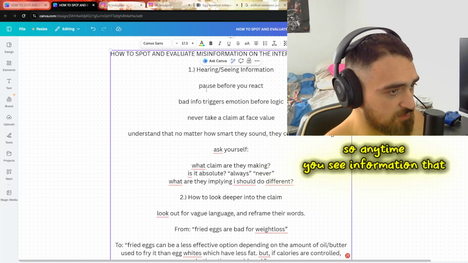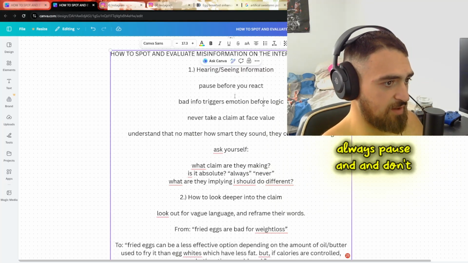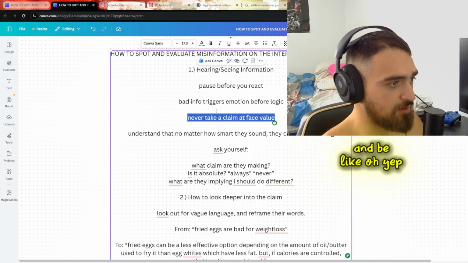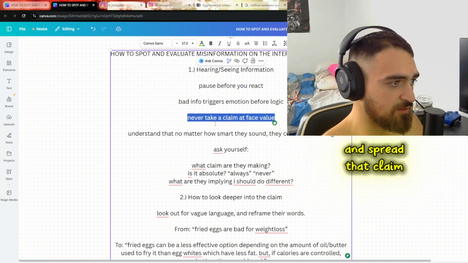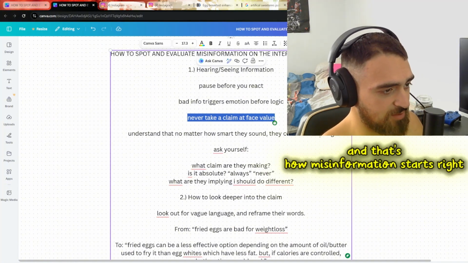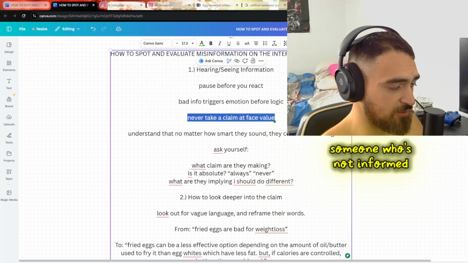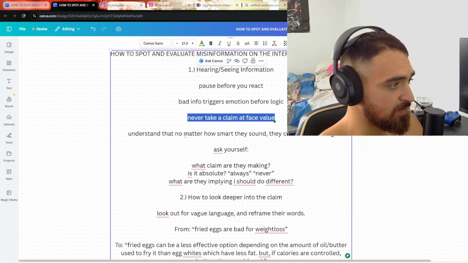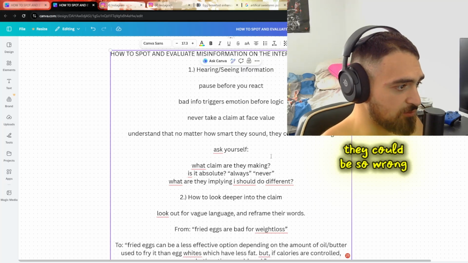So anytime you see information that interests you, always pause and don't take it at face value. All right. Never look at someone's claim and be like, oh, yep, he's right, and move on with your day, because it's not worth it. Because then you're going to go and spread that claim. And that's how misinformation starts, right? When you spread misinformation to someone who's not informed and they trust you, right? That's how it spreads. And understand that no matter how smart they sound, they could be so wrong.